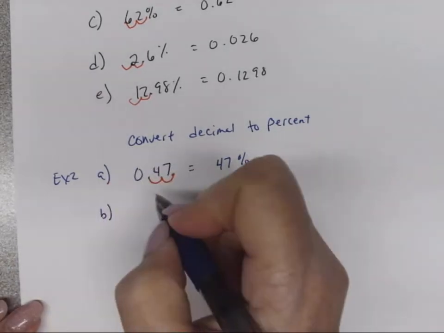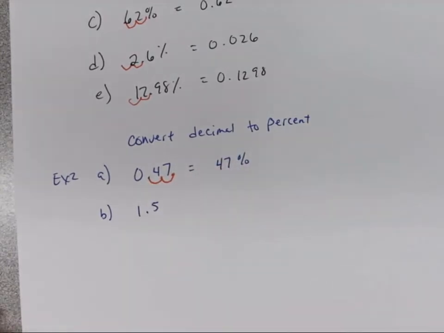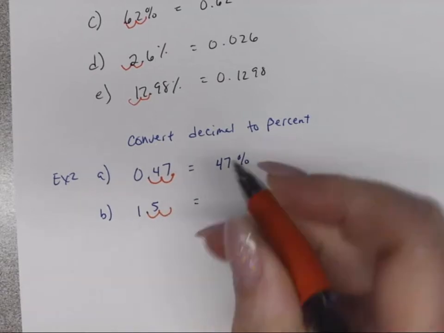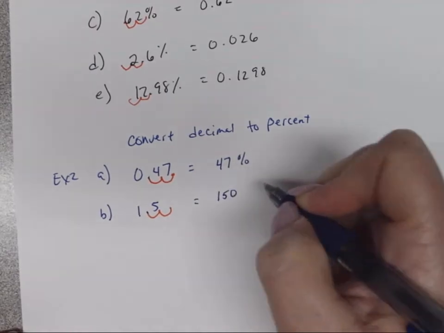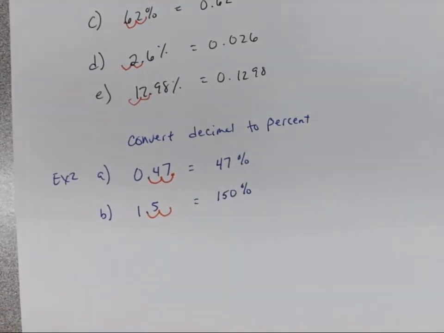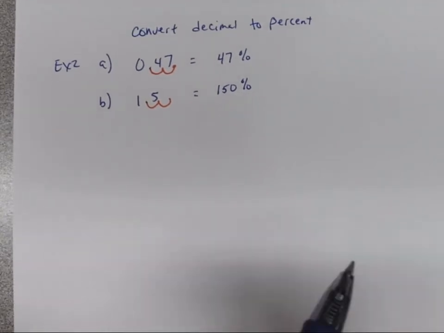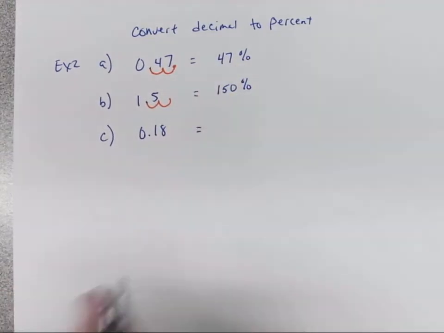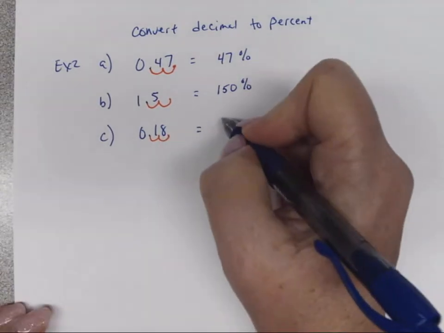Okay, for part B, if we have 1.5 and we want to make that into a percent, again, we're still moving it 2 places. So that means we're going to have to insert a 0 there. So we will end up with 150%. And you can have more than 100%. That is an okay number to come up with. If we have 0.18, when we move it 2 places to the right, we will end up with 18%.